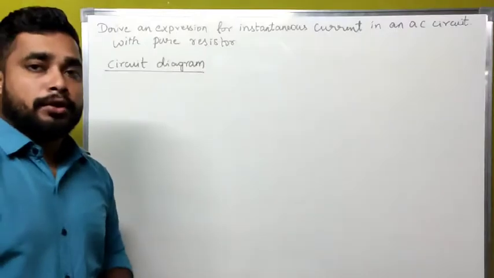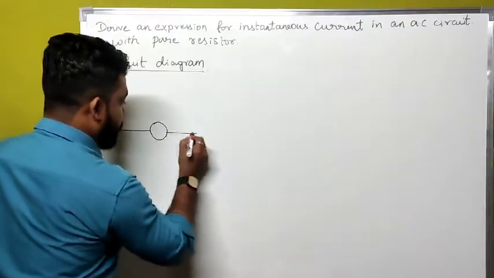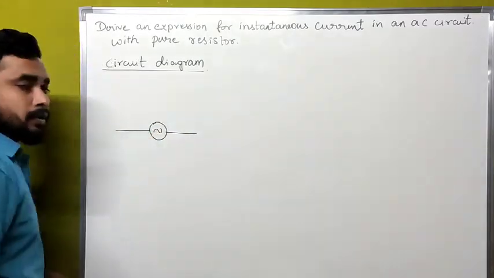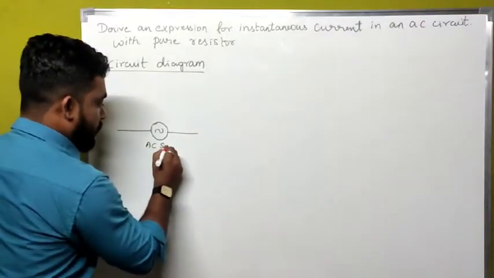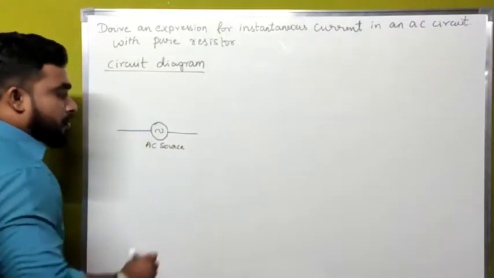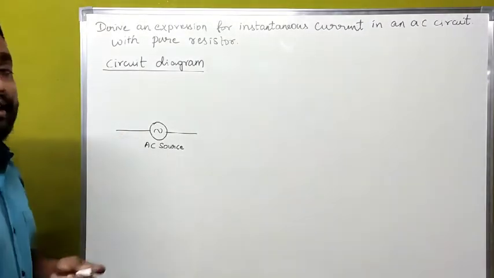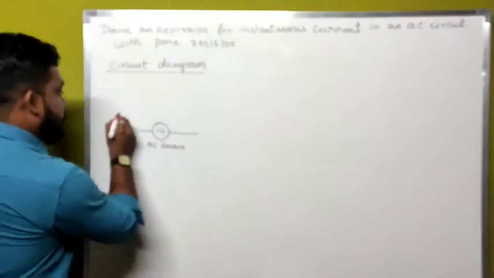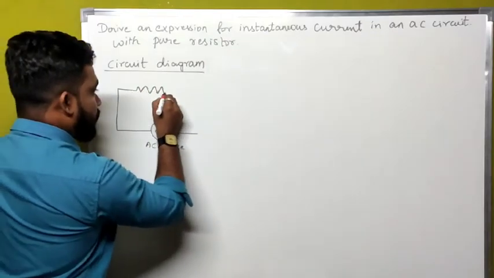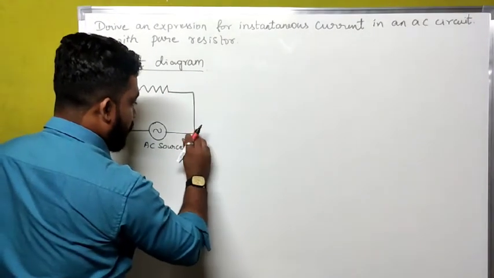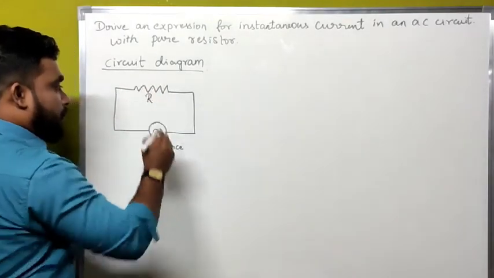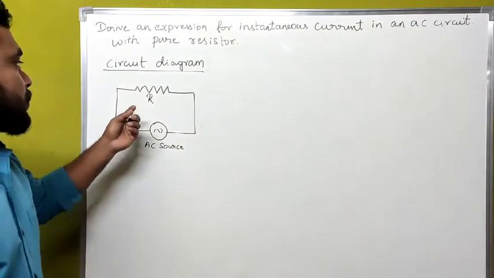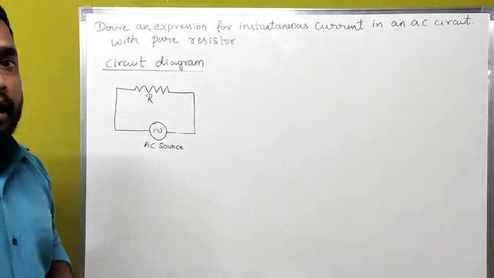Initially, I am going to draw an AC circuit. This is our AC source. Along with the AC source, we are connecting a pure resistor. This is our pure resistor. The value we don't know, so simply we are writing that as R.